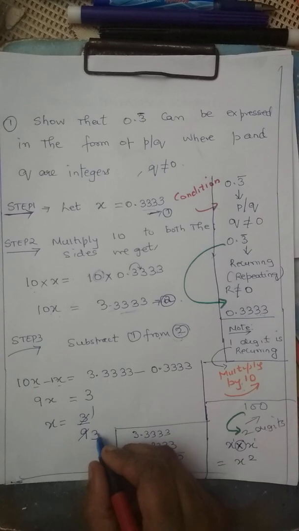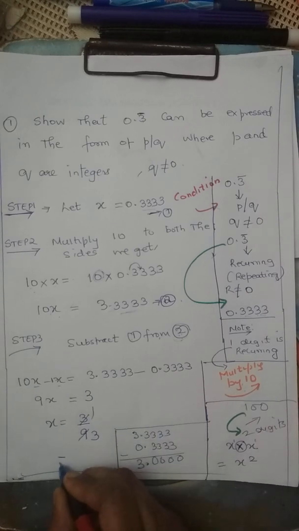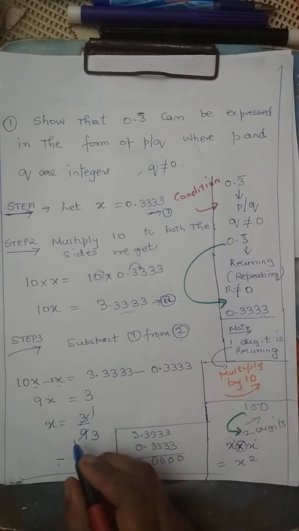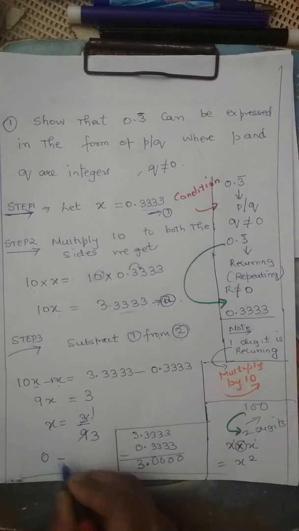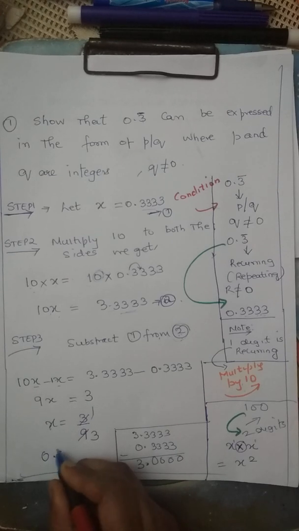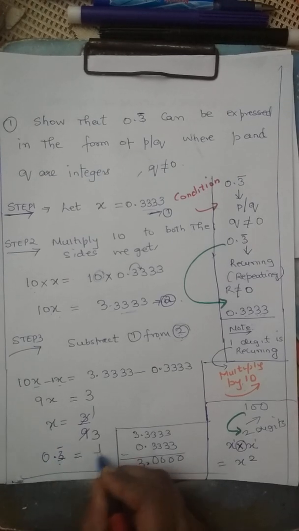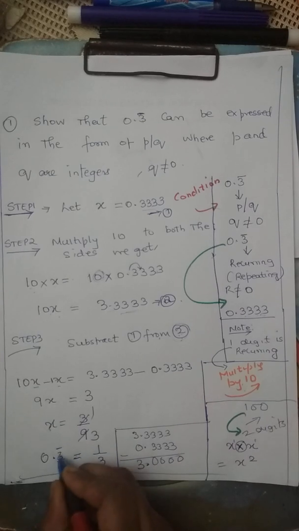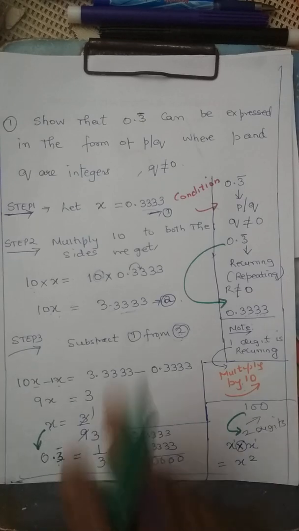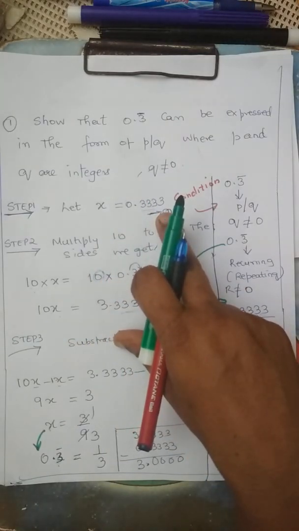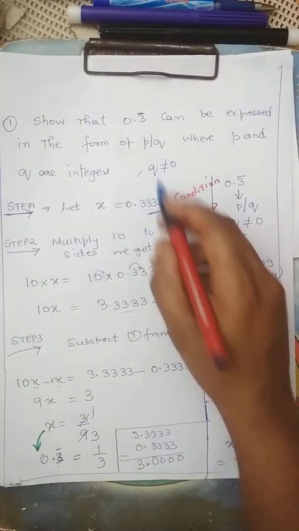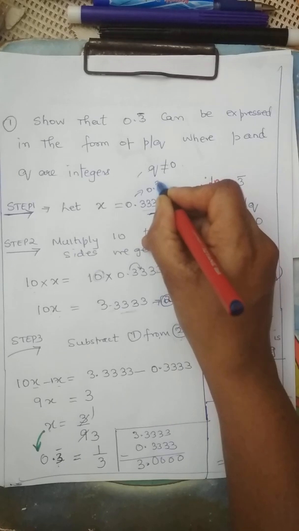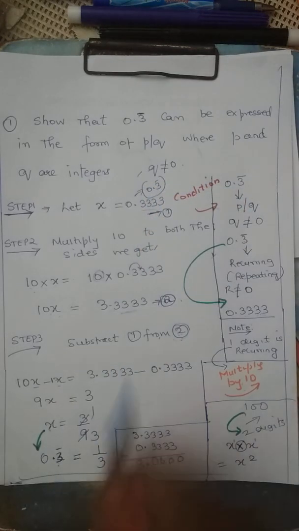So, if you divide 1 upon 3, you will get 0.3 bar. Okay. So, what is x? What is x now? 0.3 bar is equal to 1 upon 3. Instead of x, let x equal to 0.3. So, in other words, 0.3 bar. 0.33 is nothing but 0.3 bar.